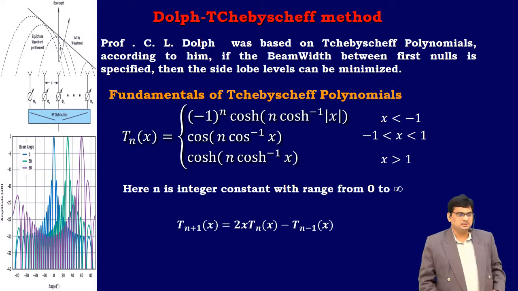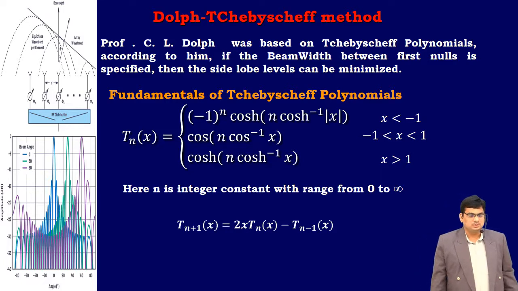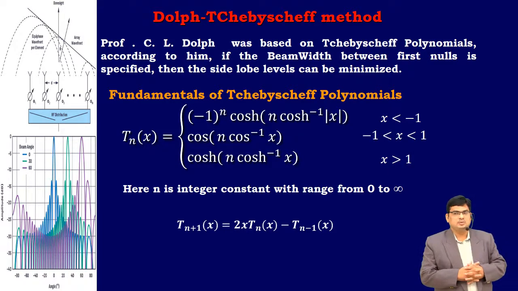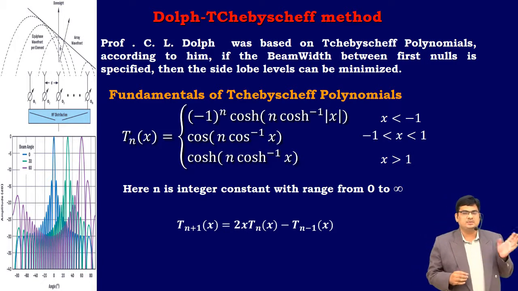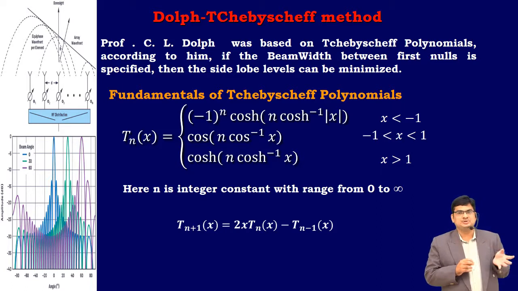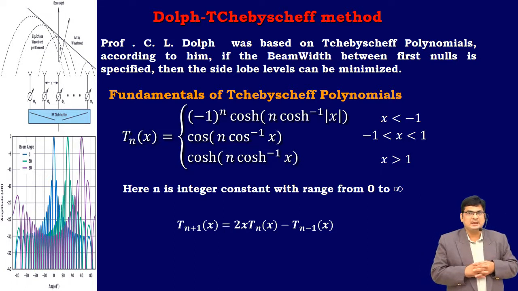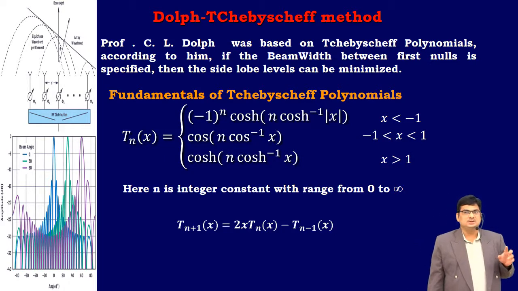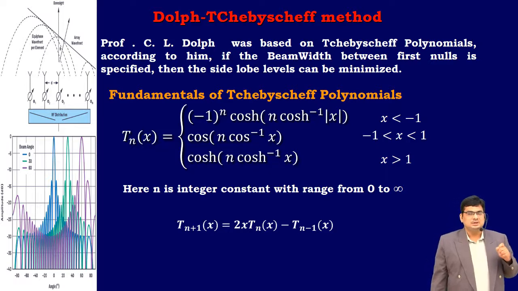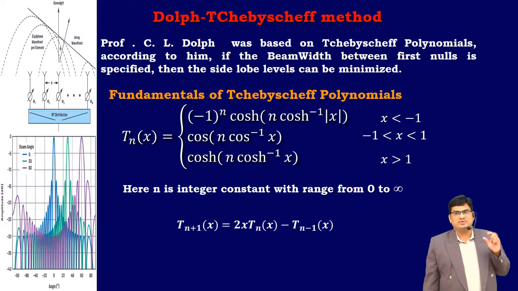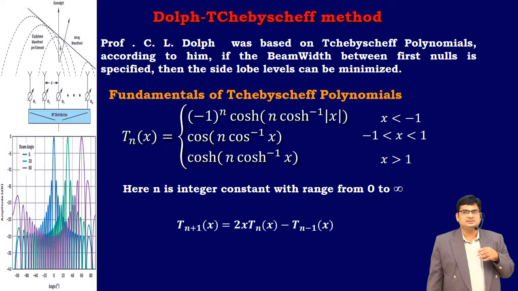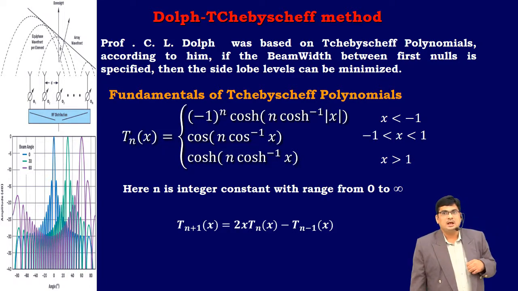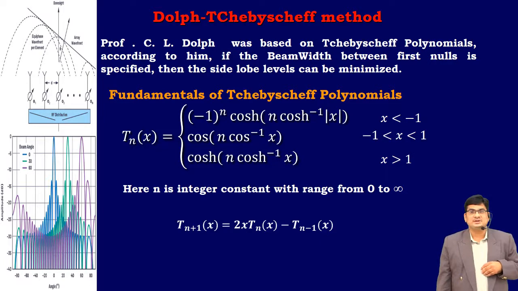So the next method is the Dolph-Chebyshev method. Previously we learned about the uniform amplitude distribution and the binomial array method. In the uniform amplitude distribution method, the main beam is narrow for a large number of elements, but the side lobe level is minus 13.47 dB.